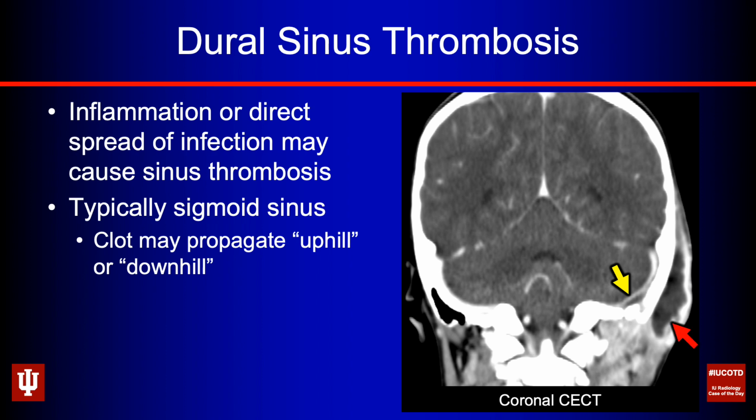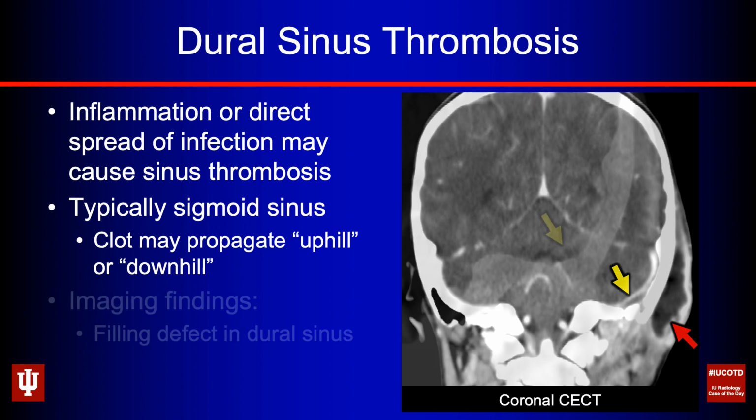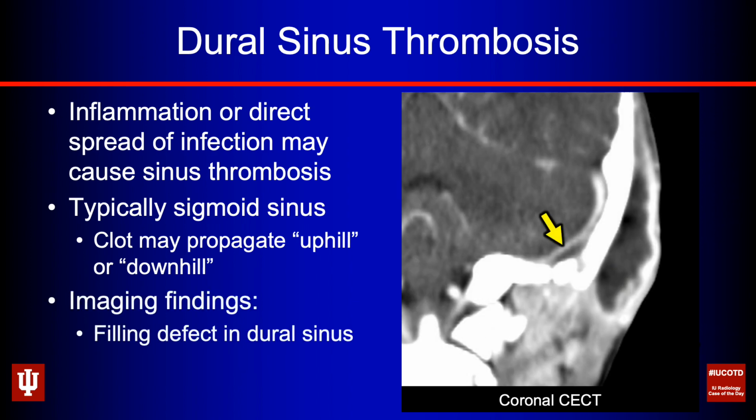So here we can see in this patient, this coronal contrast enhanced CT, the yellow arrow is pointing to a filling defect within the sigmoid sinus, and the red arrow is pointing to this large extracranial subperiosteal rim enhancing abscess. I'm going to mag this image up, and what do you look for? Again, that yellow arrow is pointing at that filling defect within the dural sinus.